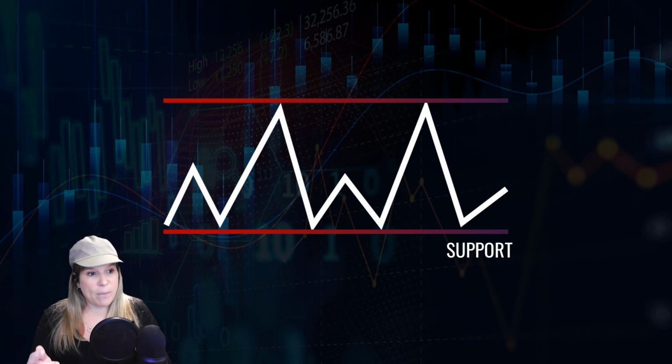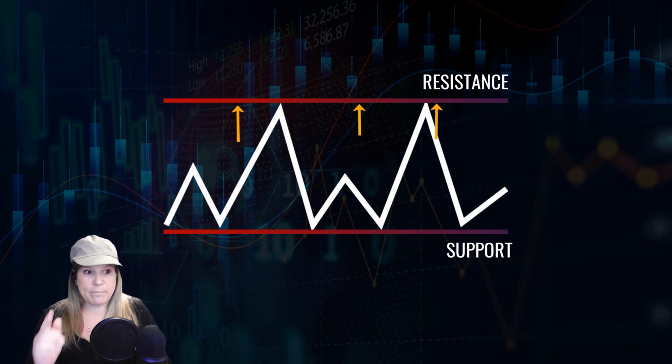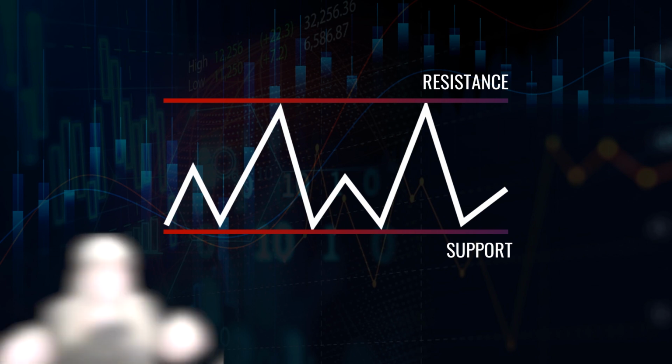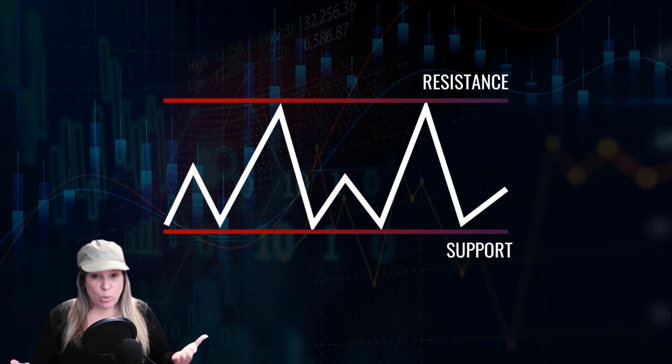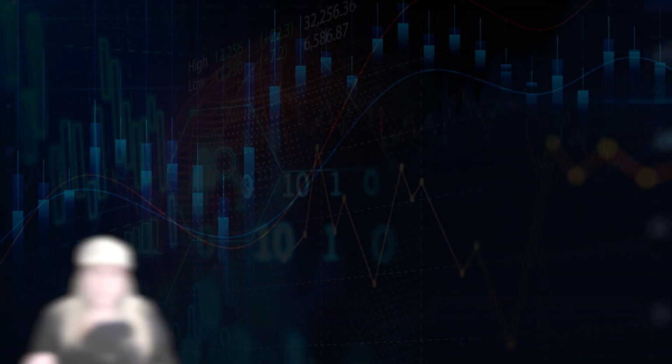Then if you look at the top line, that is representing our resistance. And the reason why we know that's our resistance is because bulls are not able to push that price past that line. So we have some support and some clear resistance in this very simple pattern. Now that we know how to identify support and resistance, we're going to go to a chart and actually try and put this into practice.